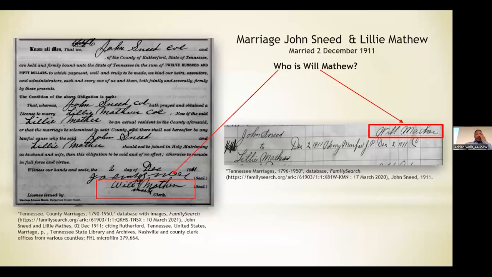So then again, like I said, I searched for John and Lily on Ancestry and yielded nothing. So again, I had to go over to FamilySearch, and that's when I did find a marriage record for John Sneed and a Lily Matthews. And like I said, again, you want to look at the different people that are in these records. And then there was a Will Matthews listed as a witness on this record. So then my question is, who is Will Matthews?